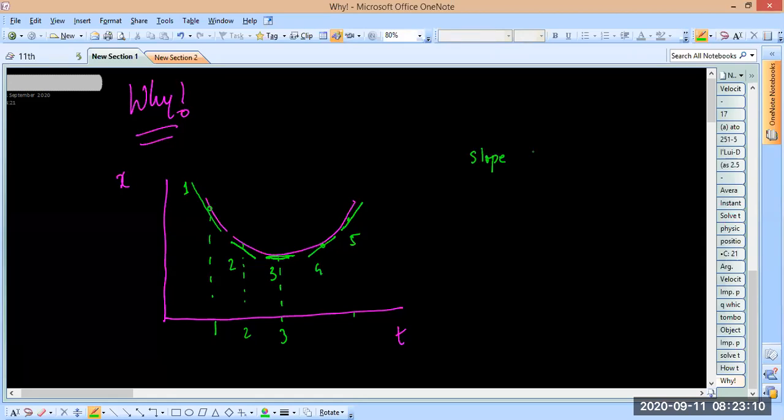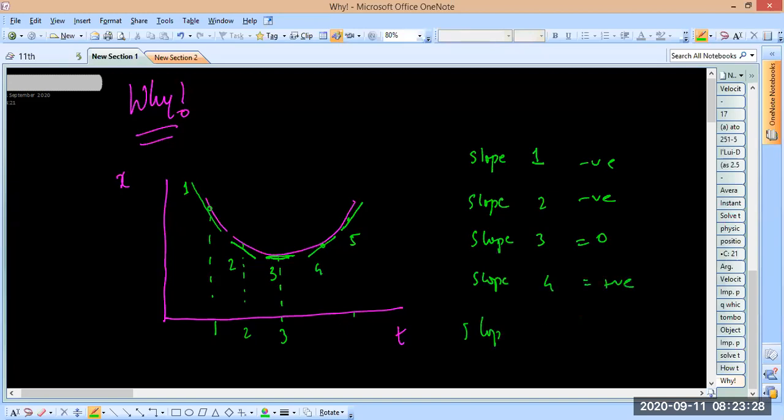The slope of the first tangent, I'm just writing that as slope 1, is negative, right? Slope 2 is also negative. Slope 3 is 0, right? This is negative, this is negative. Slope 4 is positive, and slope 5 is even more positive, right? Okay, so I hope you can realize that gradually as time is passing, time was 1 second, then 2, 3, 4, and 5, right? As time passes, the slope of tangent is increasing.